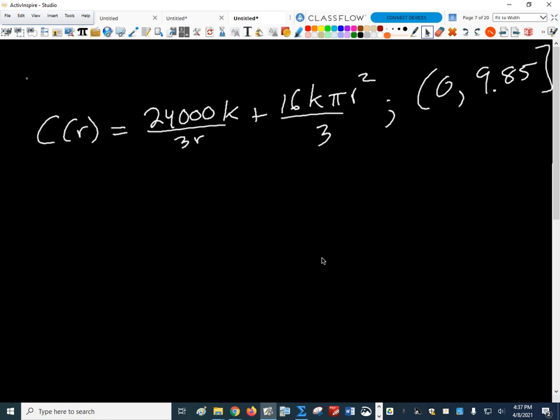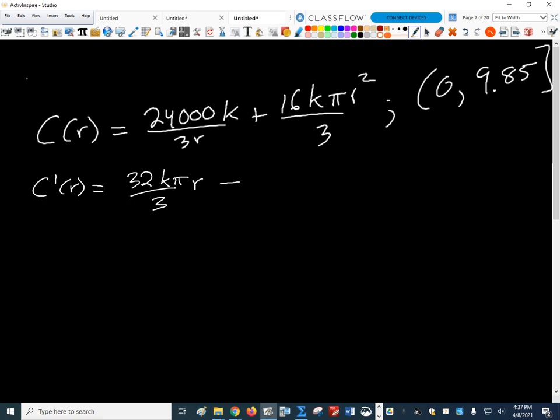Okay, good enough. All right, there's our function. So let's differentiate. So this is like some constant times r to the minus 1. So I'm going to get a negative derivative out of this one. Let's go ahead and differentiate this term first because we're going to get a positive term here. So that's going to give us, bring the 2 down, I'm going to get 32k pi over 3 times r.